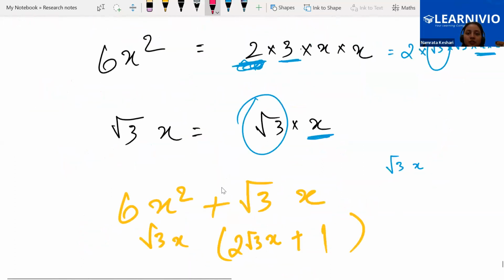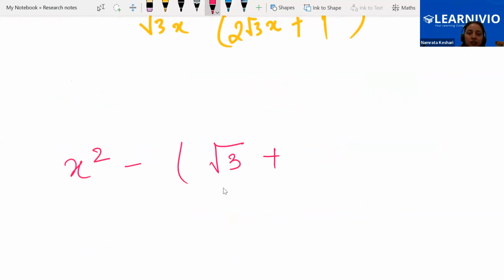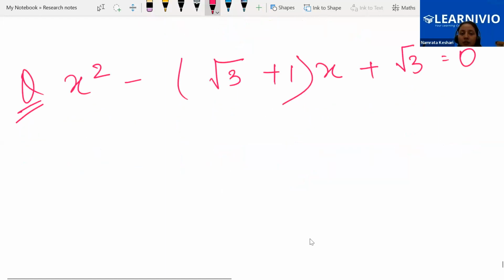Let's do this one: x square minus (root 3 plus 1) x plus root 3 is equal to 0. It is already in split form, Zoha. Every time we will not think about splitting the middle term. If it is already split, we will only start from the second step, that is taking common from the first two terms and taking common from the next two terms. Sometimes the equation can be like this.